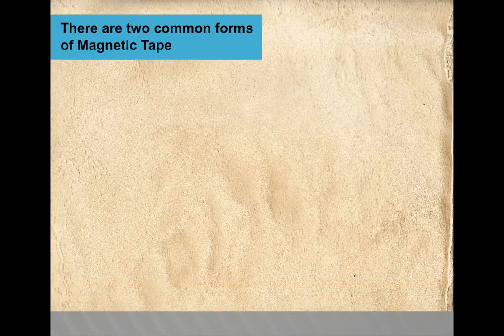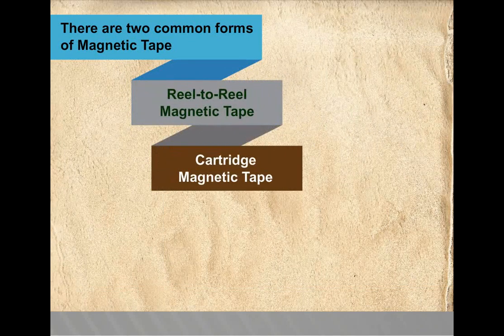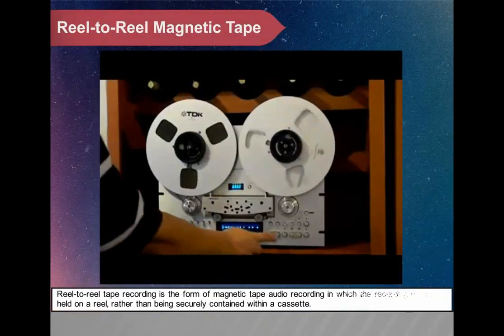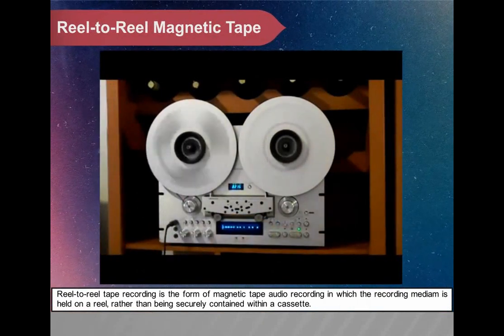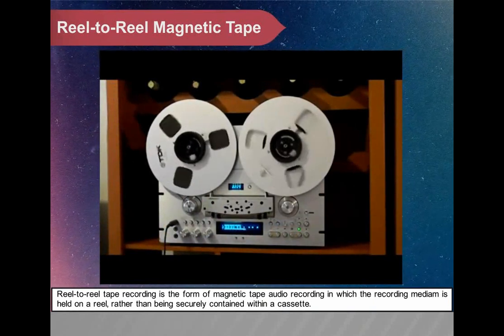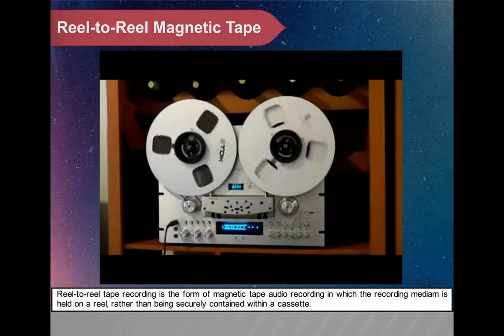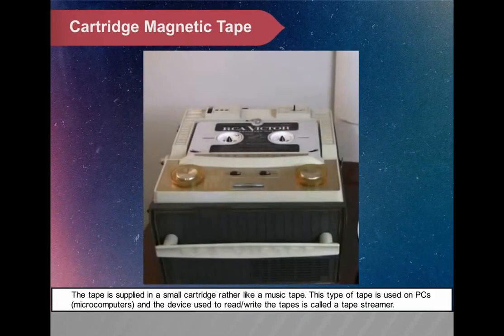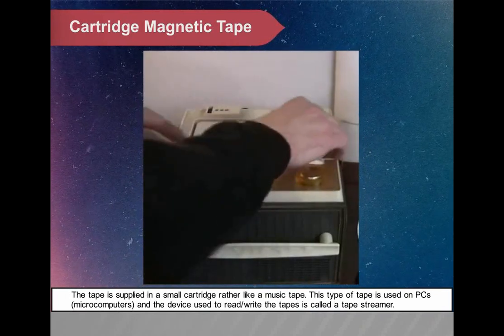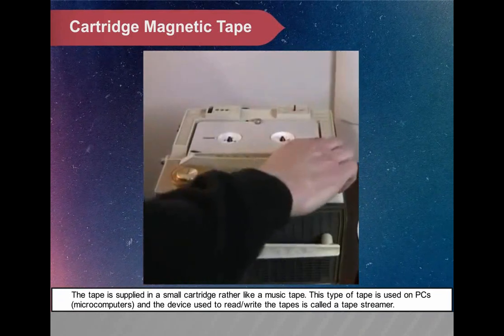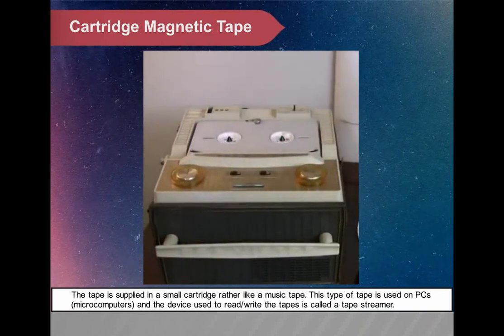There are two common forms of magnetic tape: reel-to-reel magnetic tape and cartridge magnetic tape. Reel-to-reel tape recording is a form of magnetic tape audio recording in which the recording medium is held on a reel rather than being securely contained within a cassette. Cartridge magnetic tape is supplied in a small cartridge rather like a music tape. This type of tape is used on PCs or microcomputers, and the device used to read or write the tapes is called a tape streamer.